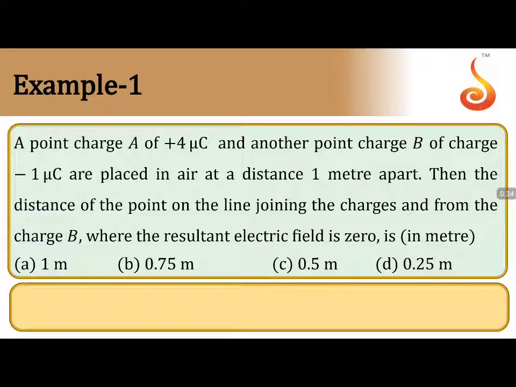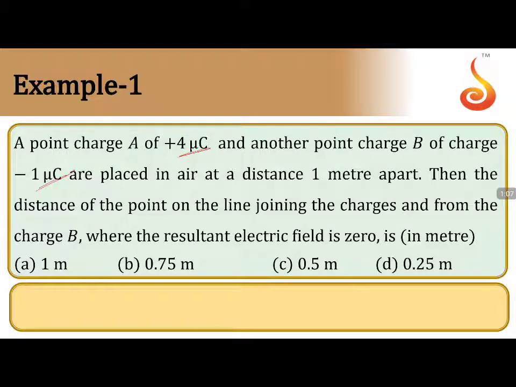So we have to locate the null point from the smaller magnitude of the charge. So this is the smaller magnitude of the charge, and this is the higher magnitude of charge. For unlike charges, the null point will be outside the charges on the same line joining the charges. Outside the charges, but very near to the smaller magnitude of the charge.